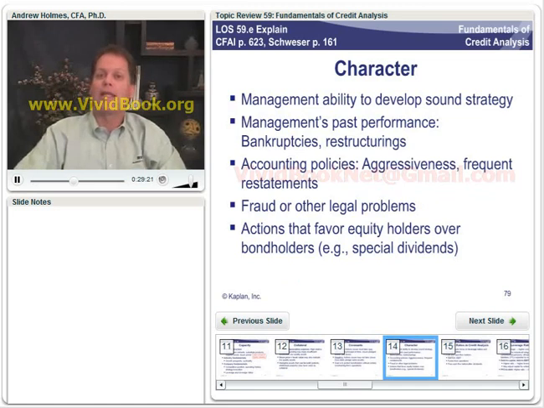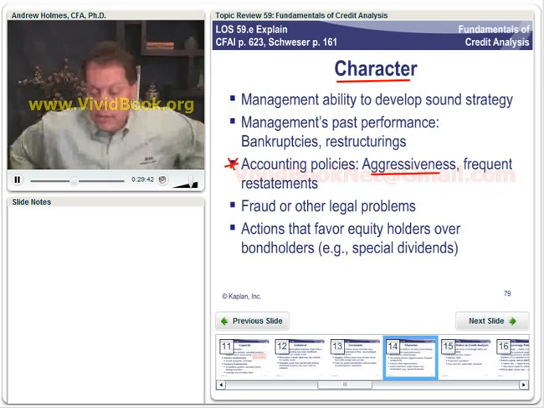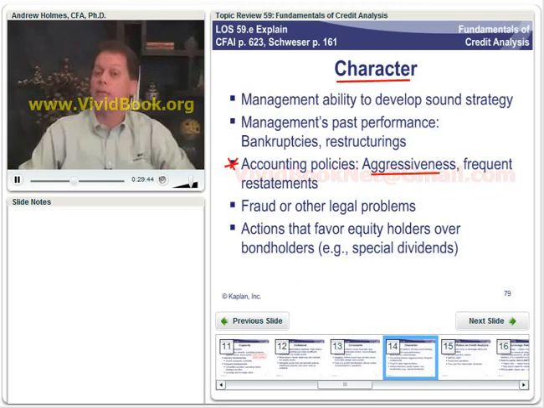Okay, and finally, character here on our 4 C's. So the character of the management team, can they develop a sound strategy? Can they implement it? Do they have a past history of bankruptcies? They've got lots of restructurings. Okay, their accounting policies. Are they really aggressive? Do they have to do frequent restatements? Those would both be indications that we need to be careful when dealing with that management team, right?